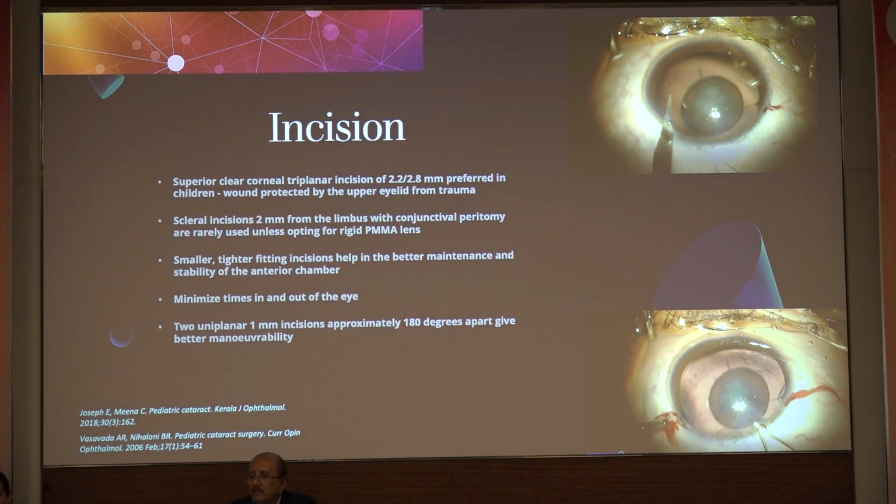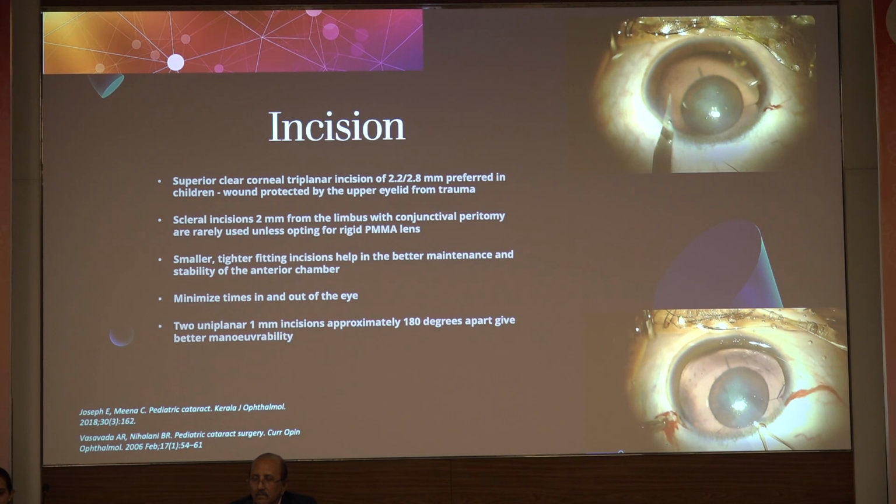To discuss in detail the incision, it can be a superior clear corneal triplanar incision of 2.2 mm or 2.8 mm, which is preferred in children, as the wound is protected by the upper eyelid from trauma. Scleral incisions 2 mm from the limbus with conjunctival peritomy are rarely used these days unless we are using a rigid PMMA lens.